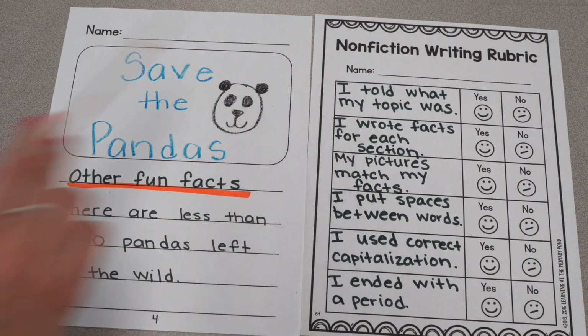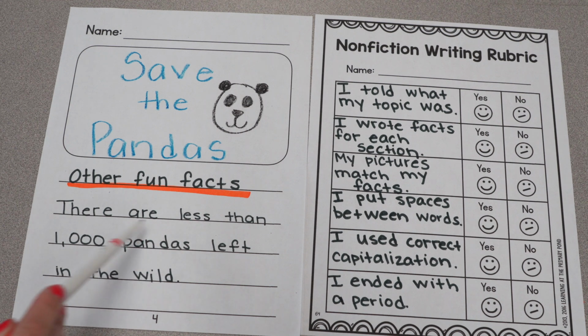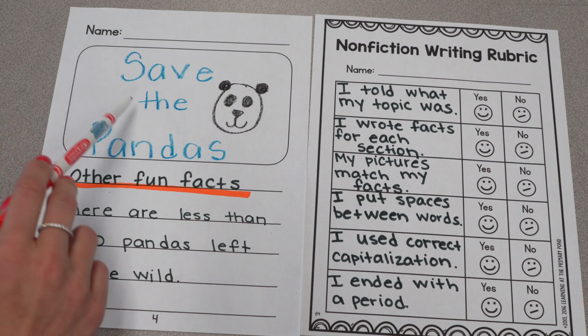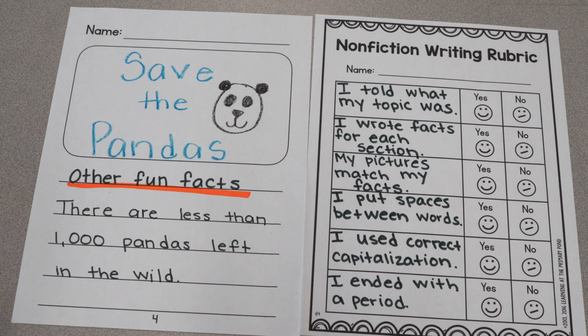All right, did I tell what my topic was? Yes, I have pandas here. Did I write facts for each section? Yes, this one is about other fun facts. Do my pictures match my facts? Yes, I wrote save the pandas, and I drew a picture of a panda. I have spaces between my words. I used correct capitalization, and I ended with a period.